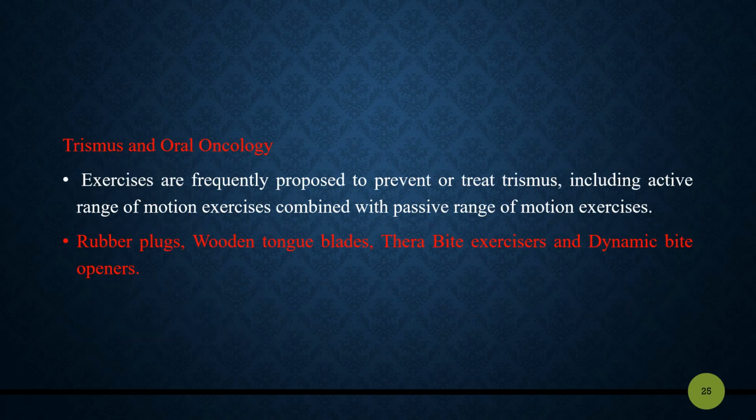Trismus and oncology. Exercises are frequently proposed to prevent or treat trismus, including active range of motion exercises combined with passive range of motion exercises. Traditionally, mouth opening using finger-assisted exercises, mouth gags and tongue depressors were used. Currently, there are several commercially available devices that keep the mouth open in a graded manner, and these include rubber plugs, wooden tongue blades, TheraBite exercisers, and dynamic bite openers.